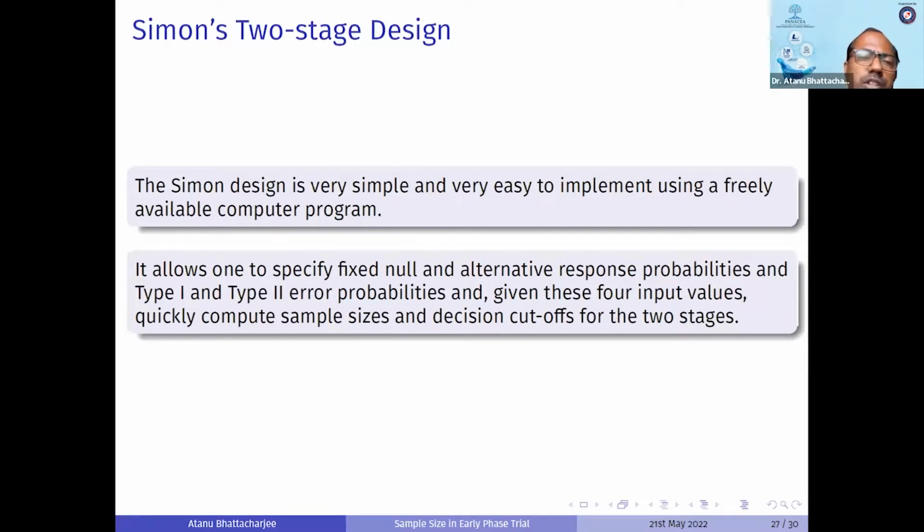How does Simon's two-stage design work? Simon design is very simple and very easy to implement using freely available computer programs. It allows one to specify the fixed null and alternative response rates, or probability terms, and type 1 and type 2 error probabilities. And given these 4 input values, it quickly computes the sample size and decision cutoffs for the 2 stages.